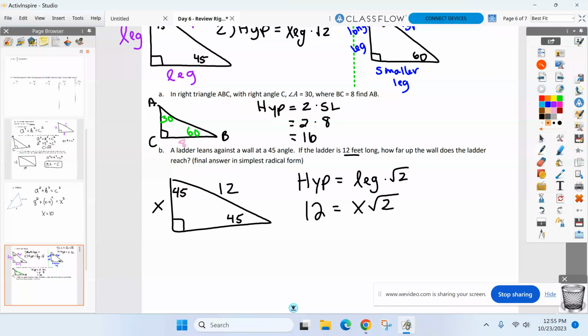Now use your algebra knowledge. Oh, no. Oh, what's happening between the x and the radical 2? Multiplying, right? So how do I get rid of the radical 2? Oh, you guys are making it too hard on yourselves. It's being multiplied. So how do I get rid of the radical 2? Divide both sides by radical 2.